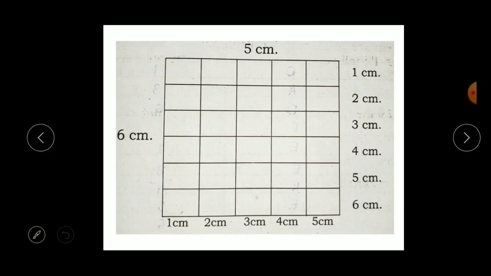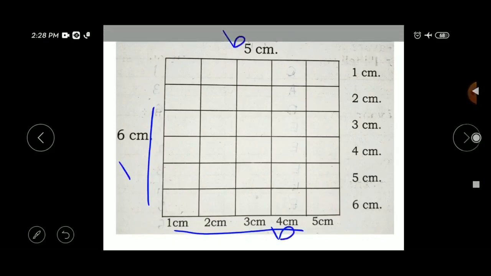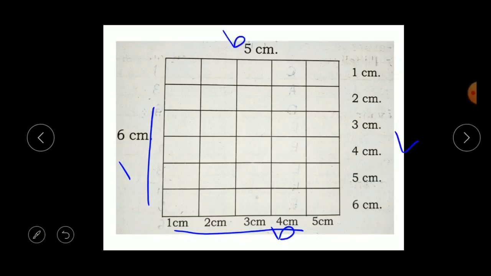To locate the exact position of these things, what you have to do? You have to draw the lines of 1 centimeter distance in the length as well as in the breadth. This is breadth and this is breadth. This is length and this is also length. By taking your scale, you have to draw the lines of 1 centimeter in the breadth as well as in the length.